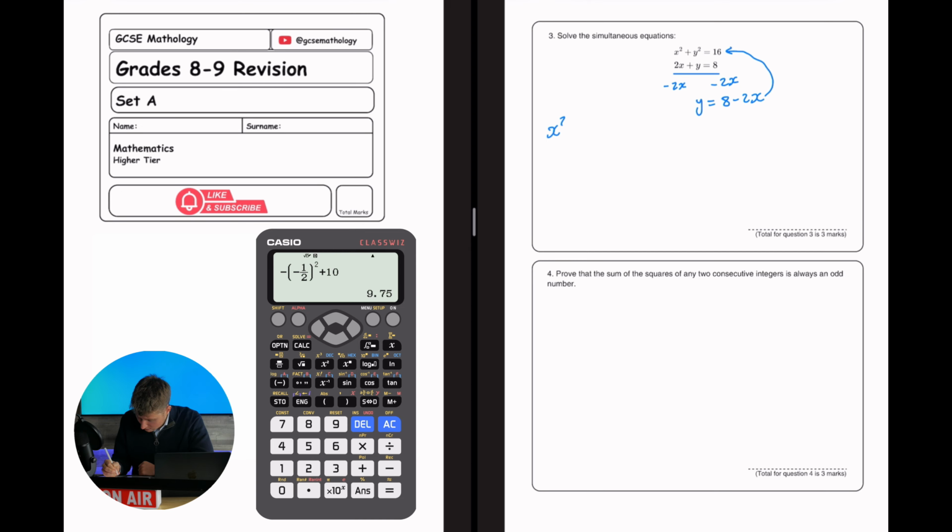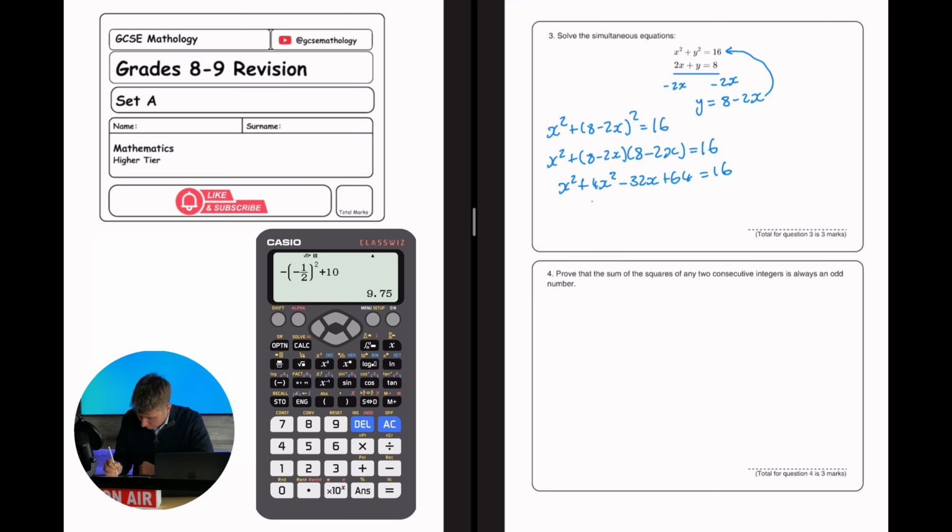So we've got x squared, and then we've got plus y squared. Well, y is 8 minus 2x, so plus (8 minus 2x) all squared equals 16. So next we're going to expand this bracket out. This is (8 minus 2x) times (8 minus 2x), and this is equal to 16. And if we expand that double bracket out, we're going to get plus 4x squared minus 32x plus 64, and this is equal to 16.